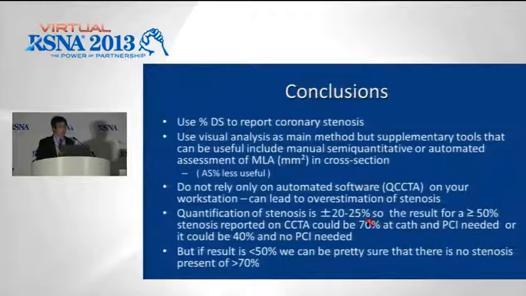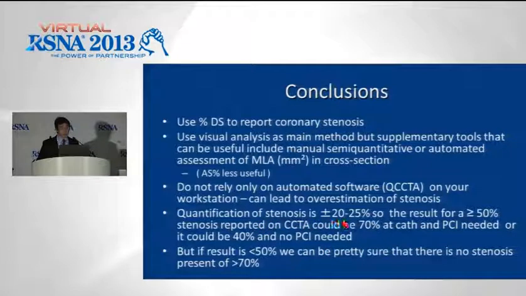So in conclusion, you should use percent diameter stenosis to report coronary stenosis. Use visual analysis as your main method, but remember supplementary tools that can be useful include manual, semi-quantitative, or automated assessment of mm squared in cross-section. Area stenosis percent is less useful. Do not rely only on the automated software in your workstation because it can lead to overestimation of stenosis.